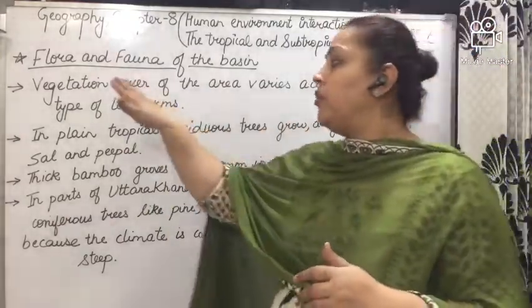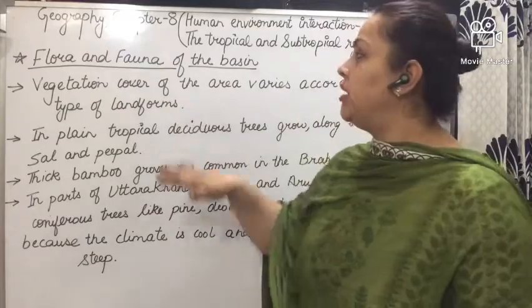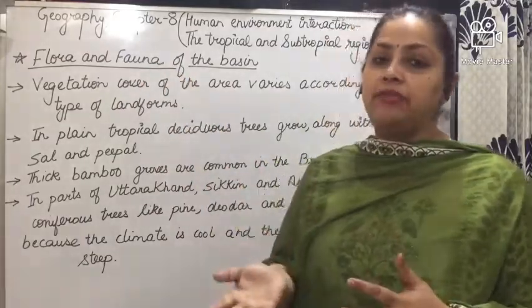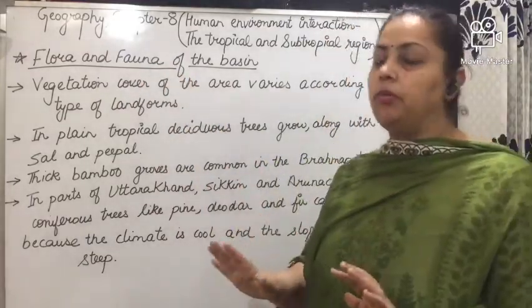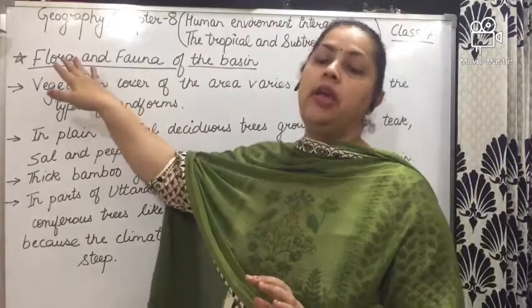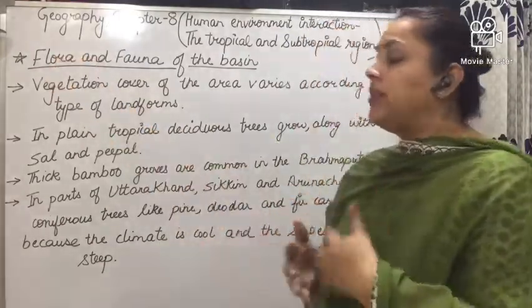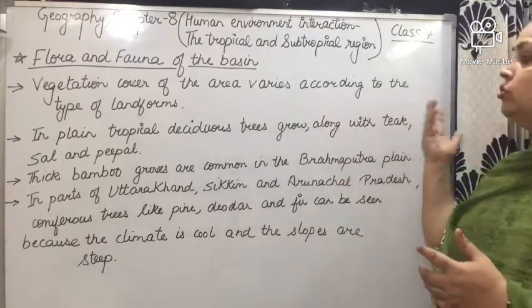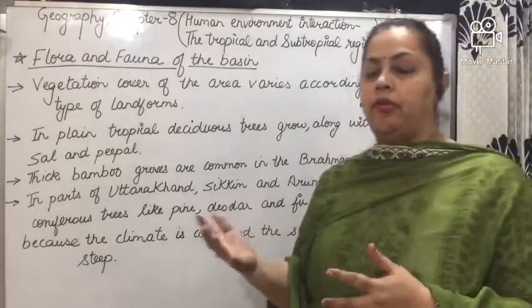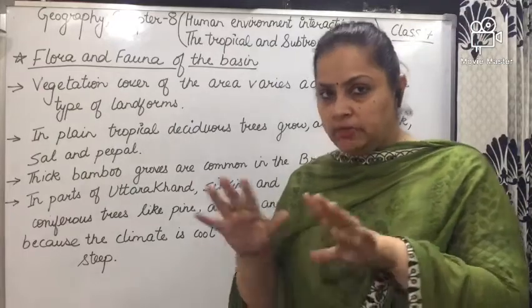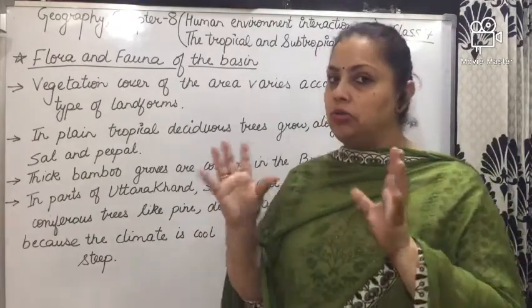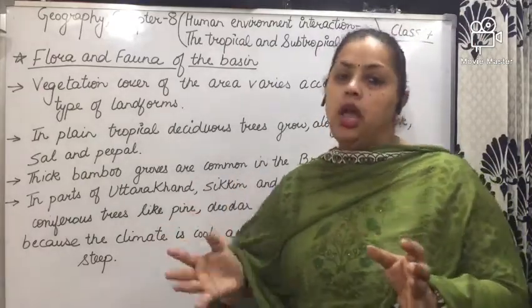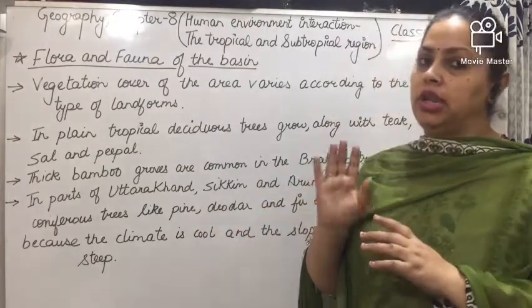Flora means vegetation and fauna means wildlife. Okay, first we will talk about the vegetation, or you can say flora. The vegetation cover of the area varies according to the type of landform, whether the area is a plain area, a mountain area or a hilly area. The vegetation depends upon that.